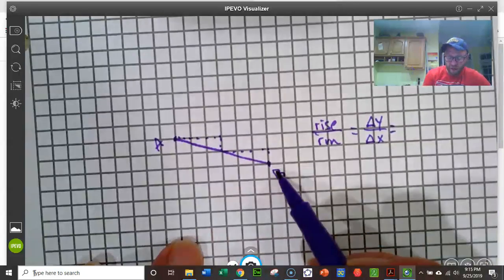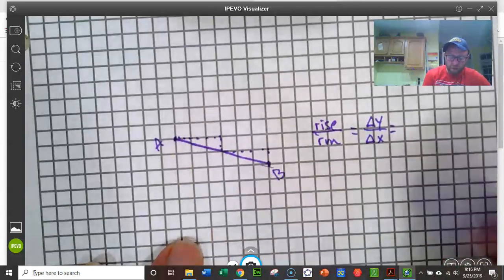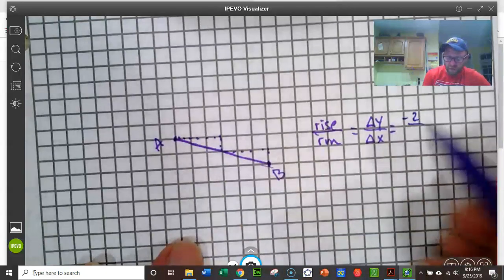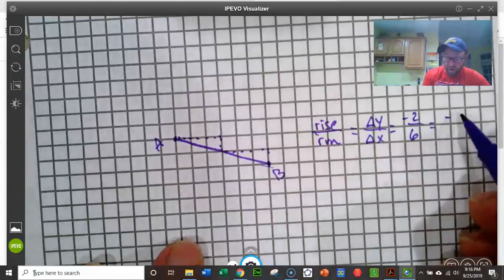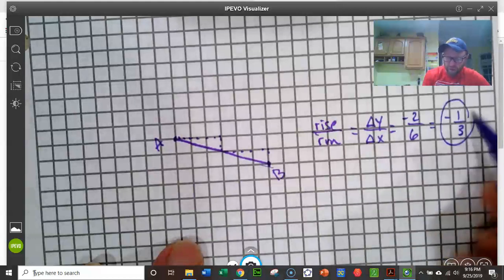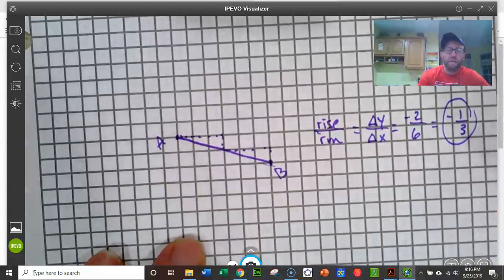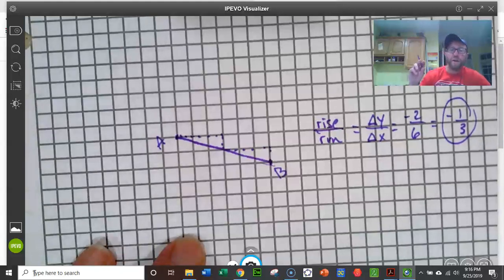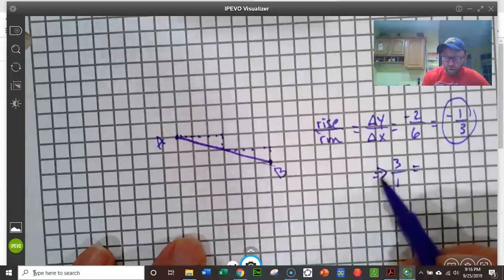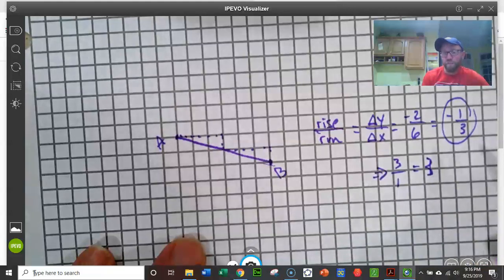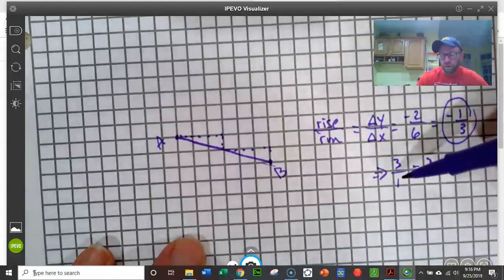So from A to B, we could do it as down 2, so that's negative 2 because you're going down, and forward 6, or we could simplify that fraction to negative 1 over 3. And when you're trying to draw a perpendicular line, I need to take that slope and flip it upside down and change its sign. So negative 1/3 becomes 3 over 1, or just 3. So my slope needs to be 3, or 3 over 1. That's up 3, forward 1.